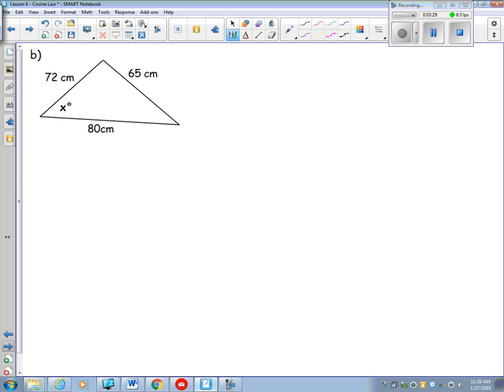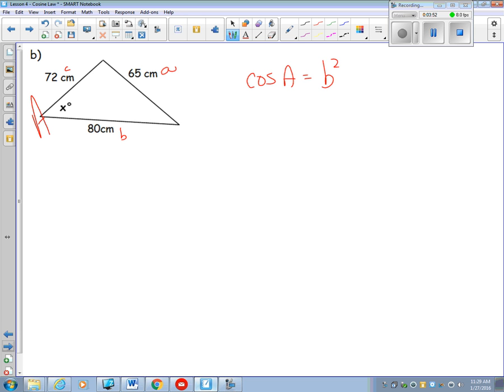Again, I can label this however I want to, as long as the A and the A are across from each other, and one of those things is my unknown. So I don't know that one. These have to be across from each other. b and c do not make a difference. You can call this b and c, or vice versa. It will not matter. Here we'd be using the second equation because I'm missing the angle.